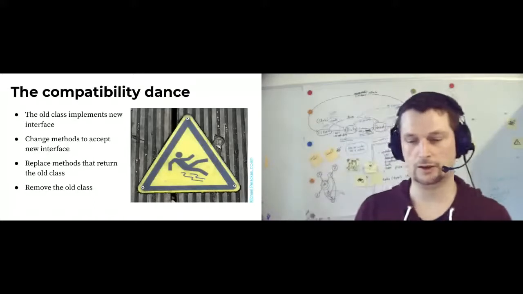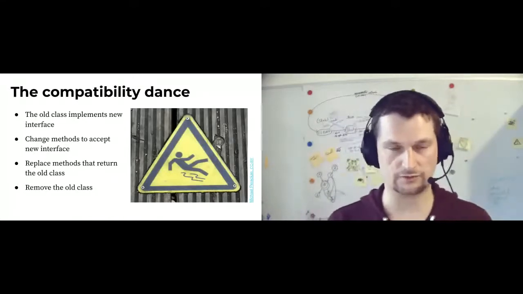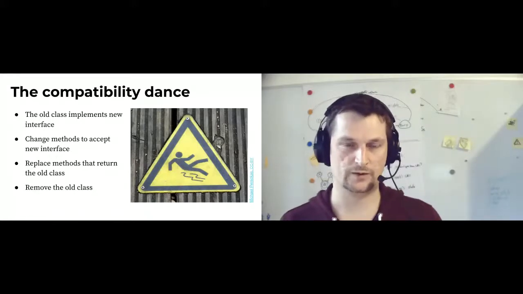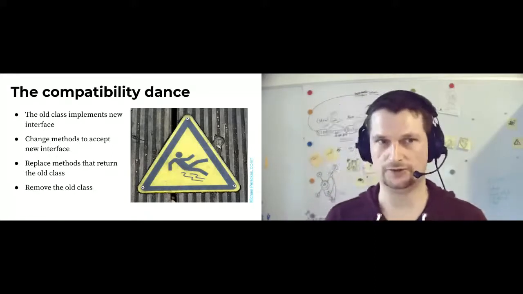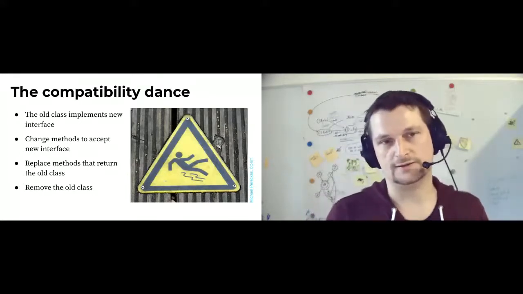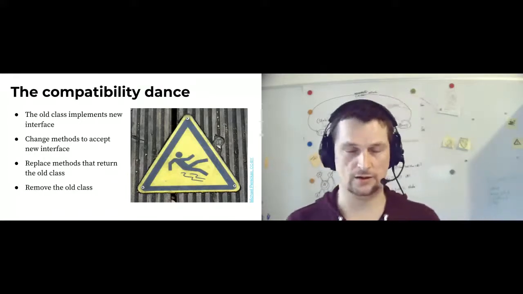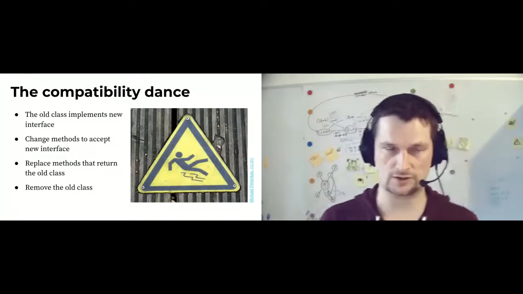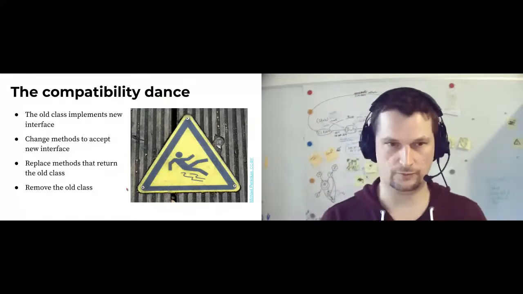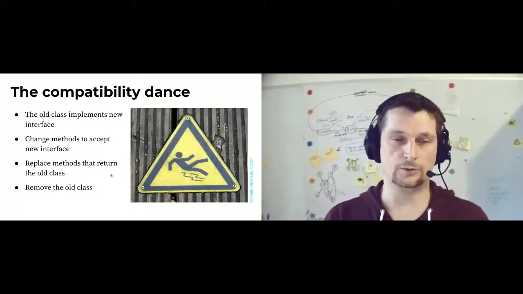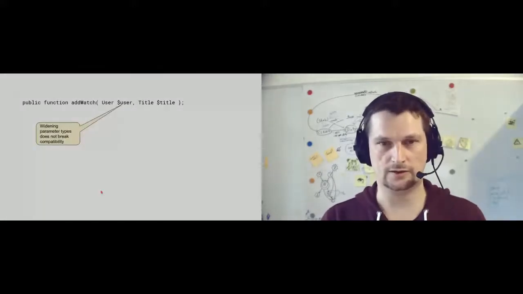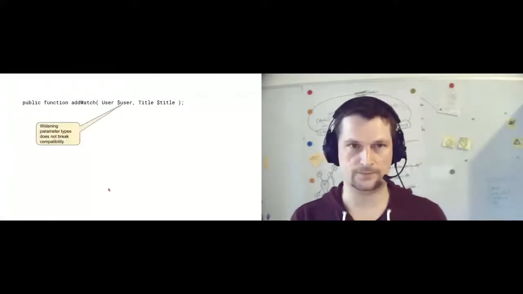So how can we make these breaking changes and refactorings without breaking extensions? There's a little dance that we came up with. And it goes like this. The old class will implement the new interface. Then we change method signatures to accept the new interface by widening the type of parameters. We replace methods that return the old type, and then we remove the old class.